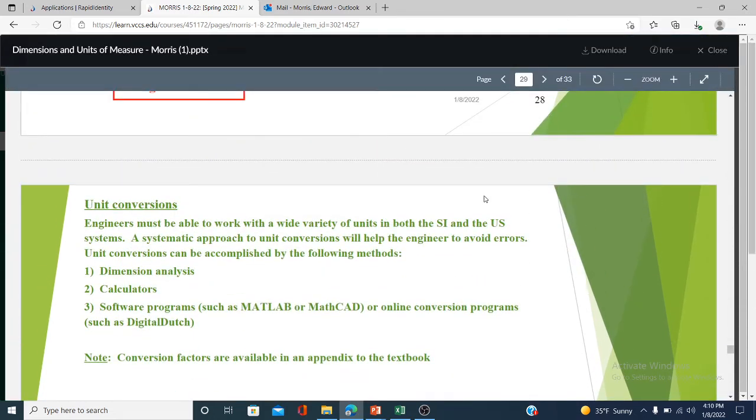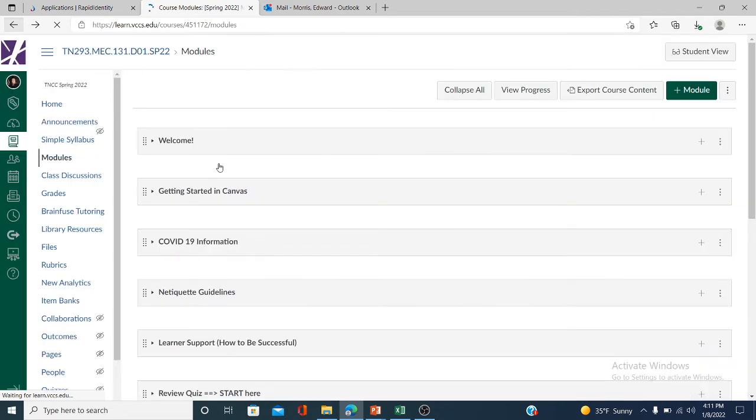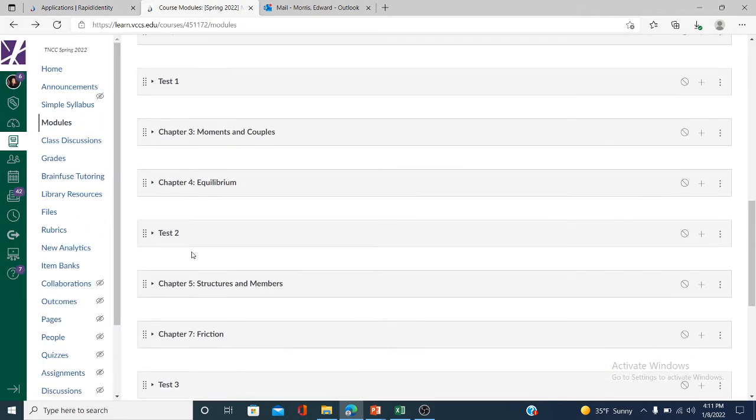Some of this is more related to other classes, not so much statics, but you really need to understand the importance of units. You can't mix and match. You can't really mix the English system with the metric system. You can't really combine them. Now, there is an advantage of using the metric system, right? Everything is based on units of 10, which makes it much easier. Okay, so let's go back to the module.